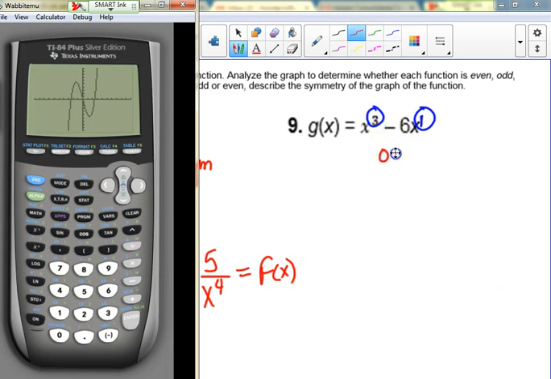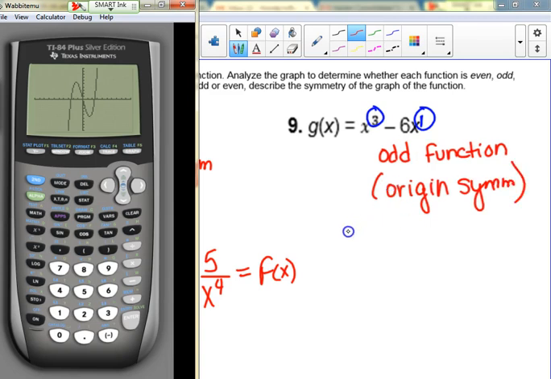Odd function with what kind of symmetry? What does odd function mean? Origin symmetry. Okay, what's the test? Do you remember the test? Yes, when you replace the x with the negative x, you get the opposite of the original function. In other words, you trade the x for negative x, you get out the opposite of y.